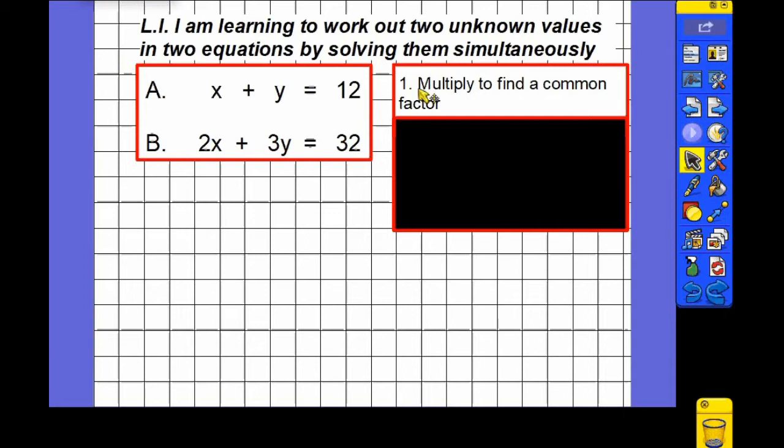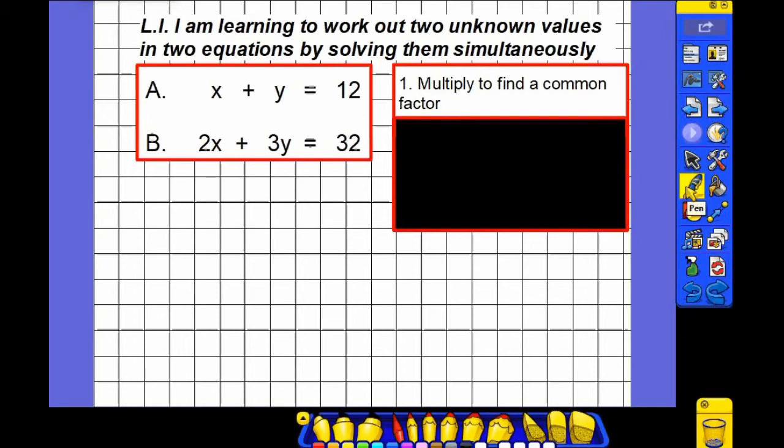So step one here, what we need to do first is we have to multiply the equations so that we find a common factor. So what we're looking for is to compare like with like. So we've got x plus y and 2x plus 3y. They're not the same. We want to be able to compare like with like. So is there a way of turning one of these equations into something else so that it shares a common value? Well, one way of doing this would be to change this equation so that the x's match each other.